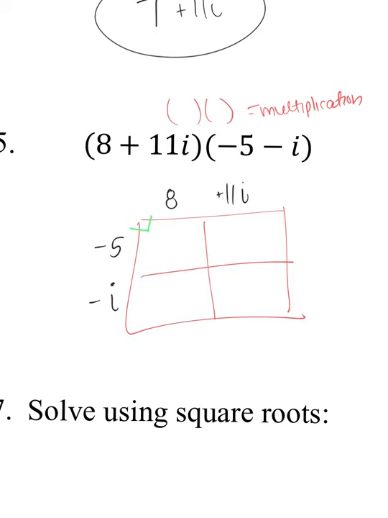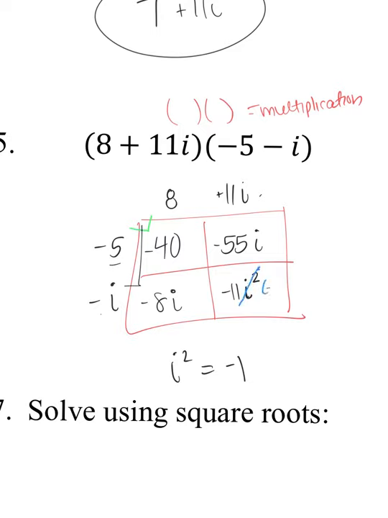All right, so negative 5 times 8 is negative 40. Then I'm going to do negative 5 times 11i, which gives me a negative 55i. And then I'm going to come down to this negative i times 8, which gives me a negative 8i. And then the last box, I have negative i times 11i. And remember, when you have two i's, this becomes i squared. And don't forget that i squared is equal to negative 1. So immediately, once I see an i squared, I'm going to cancel it out and write in negative 1.